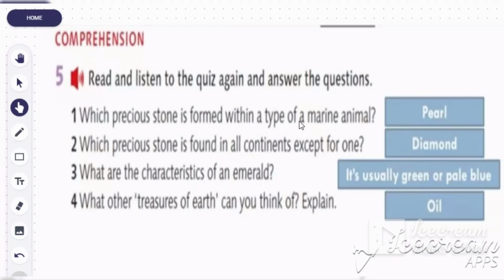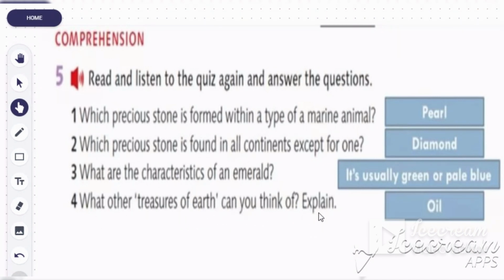Inside a marine animal, or within a type of marine animal: pearl. Excellent. Which precious stone is found in all continents except one? It's what? Diamond. Okay. What are the characteristics of an emerald? خصائص. Characteristics. 3. What are the characteristics of an emerald? It's usually green or pale blue. أزرق فاتح أو أخضر.